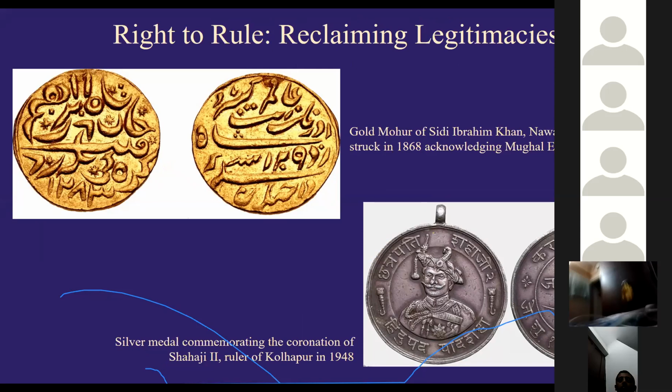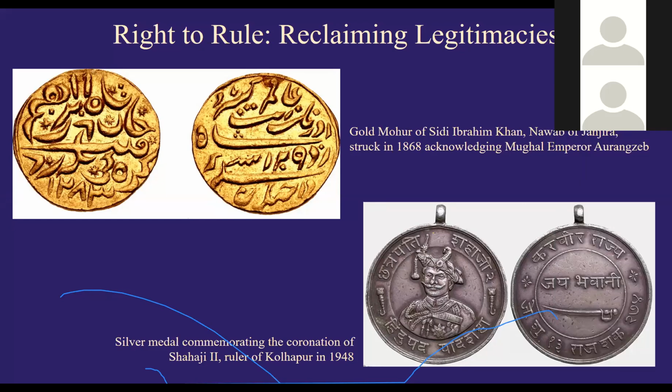However, they display a very acute sense of where their sovereignty comes from on their coins. So this example of the gold mohor of Janjira is actually struck in the name of the Mughal Emperor Aurangzeb. And that is because the original title and political importance of the Siddhis of Janjira was actually granted to them by Aurangzeb. So even in 1868, when they struck these coins, they struck them in the name of the Mughal Emperor Aurangzeb, even though he was dead for about 300 years by that time.